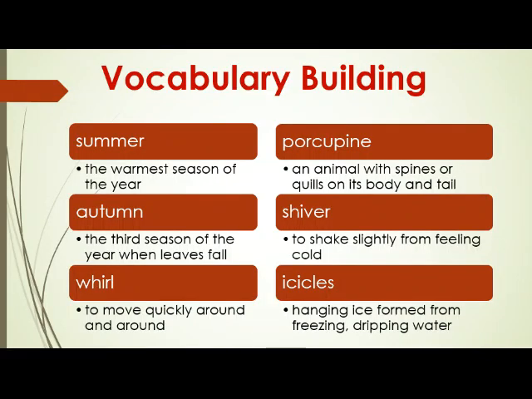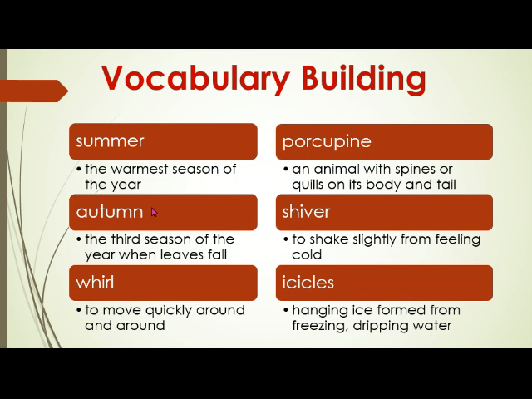All 6 of these vocabulary words will be in today's story. I want you to know what they mean before we read. Our first word is summer. Summer is the warmest season of the year. In Florida, it's a very hot season. Our next vocabulary word is autumn. Autumn is the 3rd season of the year when leaves fall.